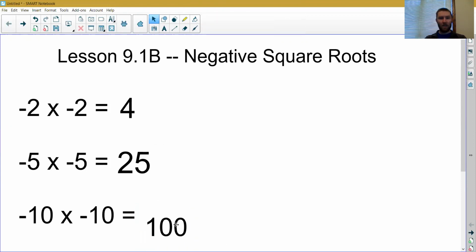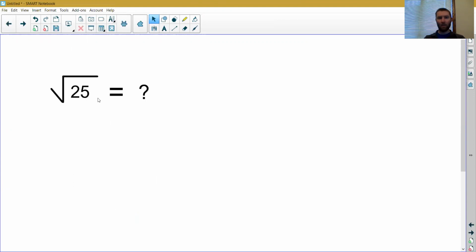So as we can see in each of these cases, when we multiply these negative integers together, essentially by themselves, right? -2 times -2, -5 times -5. When we multiply them by themselves, we get a positive integer as an answer, okay? So I want you to keep this in mind while we then also think about answering this question.